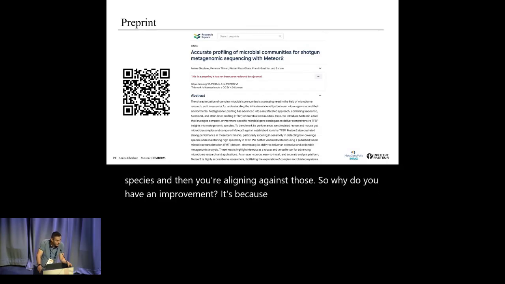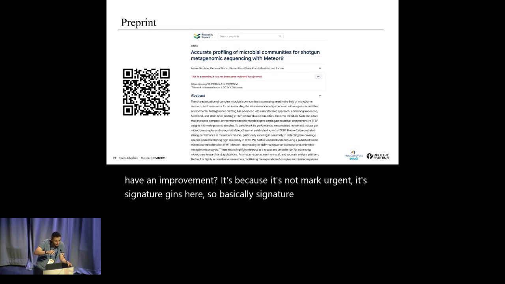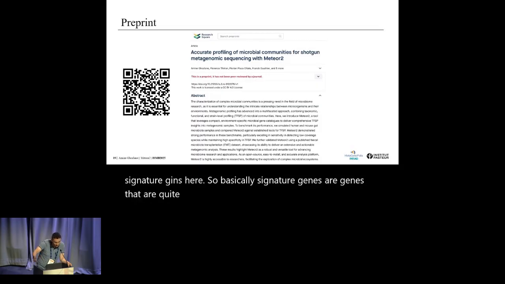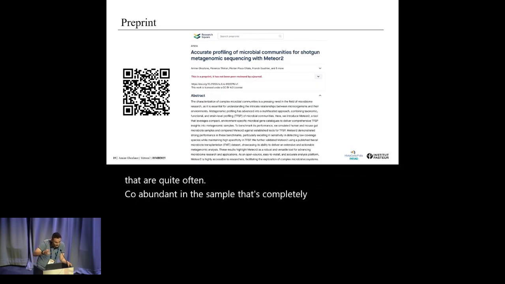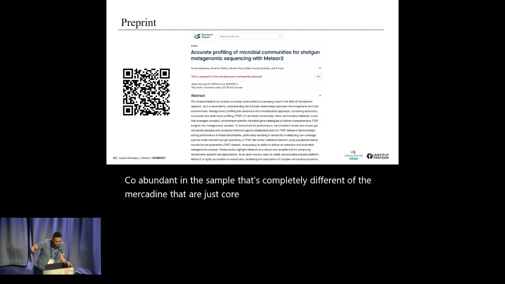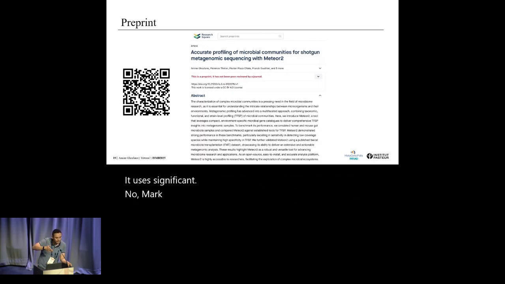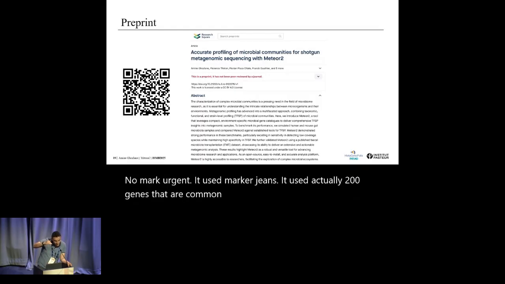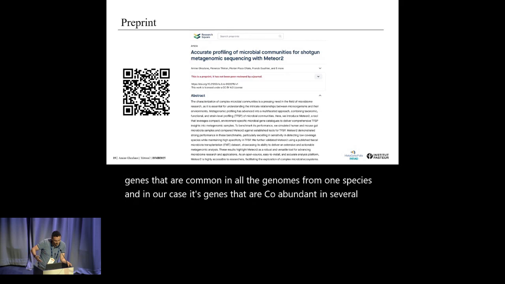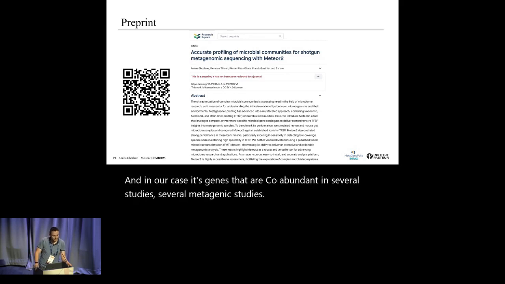It's because it's not marker genes, it's signature genes here. Signature genes are genes that are quite often co-abundant in the sample. That's completely different from marker genes that are just core genes in the genome. MetaPhlAn uses marker genes. It actually uses 200 genes that are common in all the genomes from one species. And in our case, it's genes that are co-abundant in several metagenomic studies.